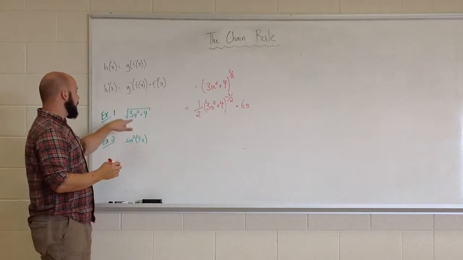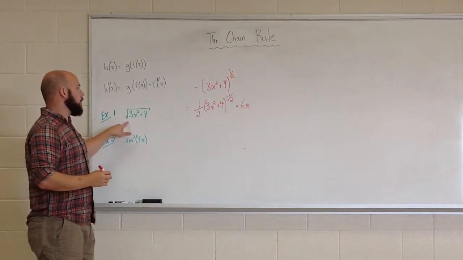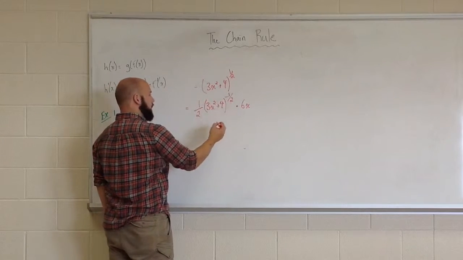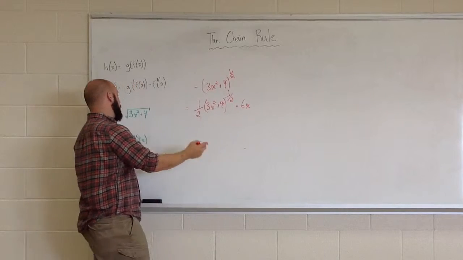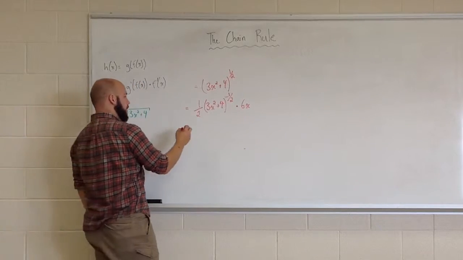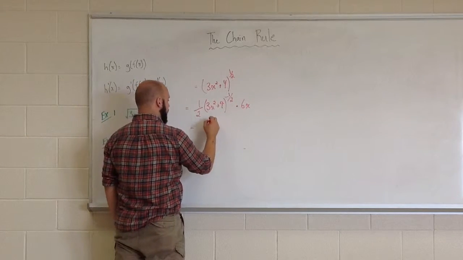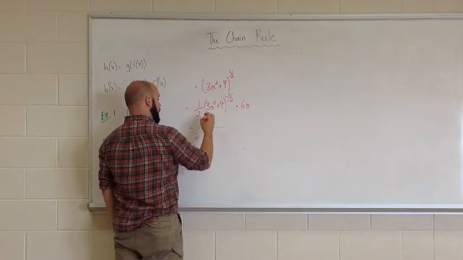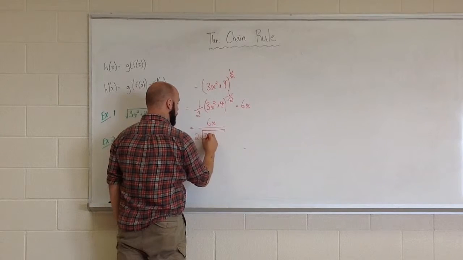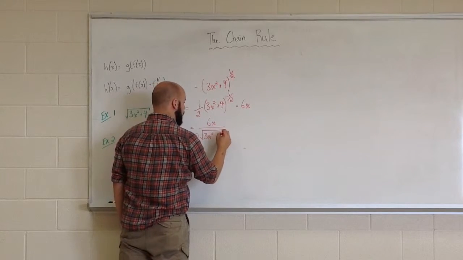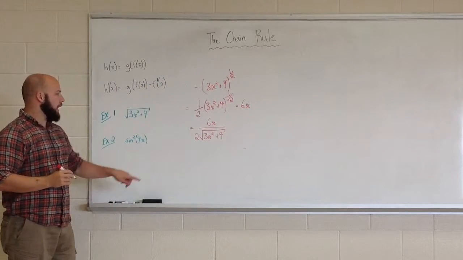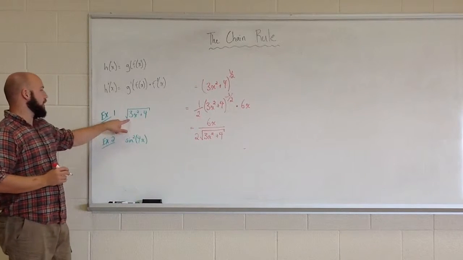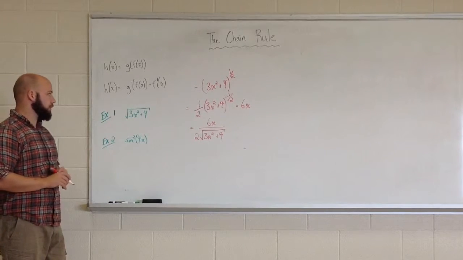Now in this case, you want it back into radical form here, so the negative flips this down to the denominator, and then the power of 1/2 can go back into a square root. So we're going to have 6x left on the numerator all over 2 times the square root of 3x squared plus 4. And that's the chain rule to get the derivative of the square root of 3x squared plus 4.